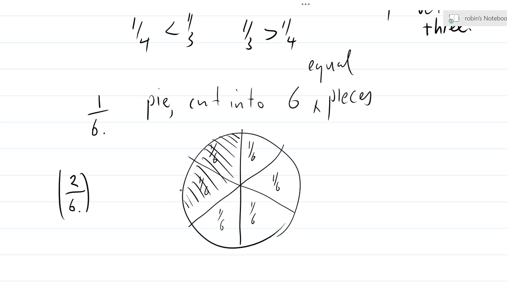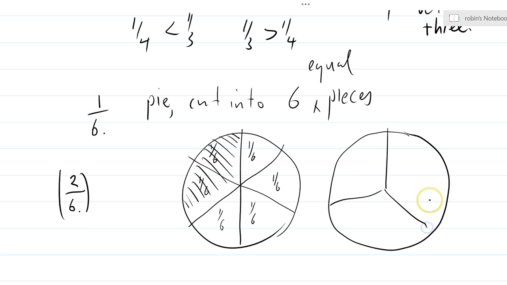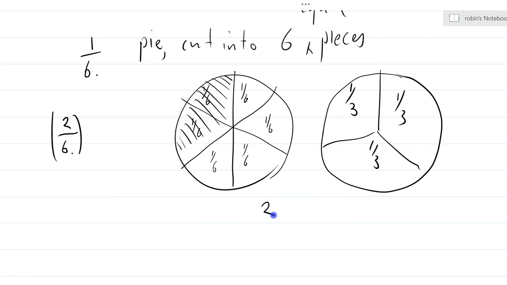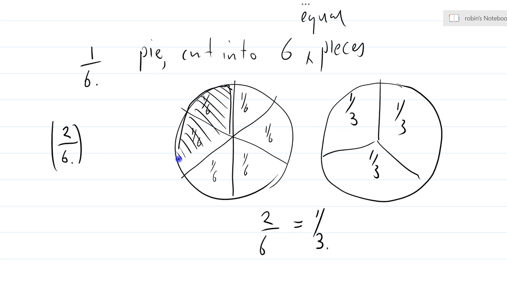But you can see that that's the same. I'm going to try and draw it as accurately as I can, but I kind of suck at writing. Sucking at art, anyway. 1/3, 1/3, 1/3. It should be obvious to you that 2/6 equals 1/3. So if you cut the pie into 6 and you take 2 slices, that's the same thing as cutting it into 3 and taking 1 slice.